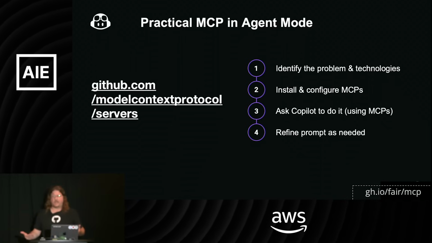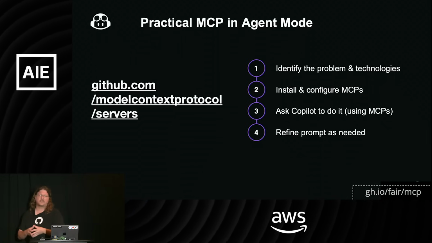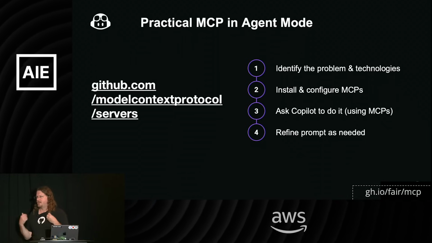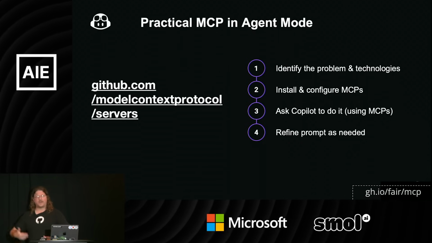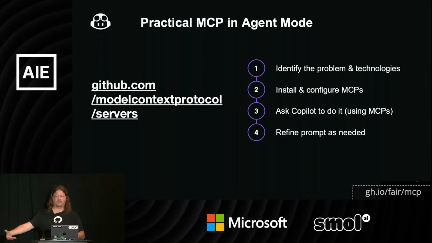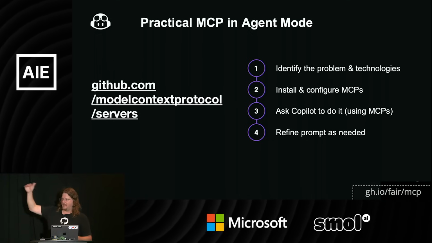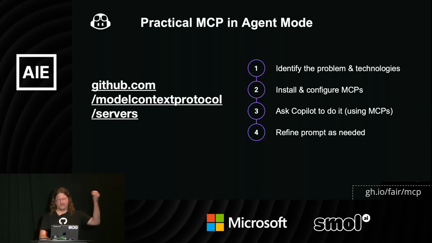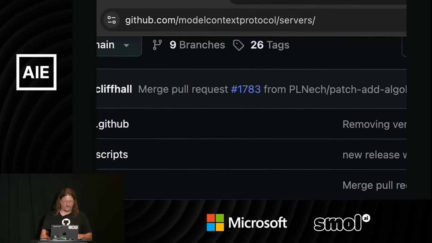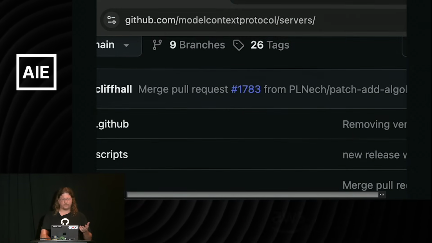So in this particular case, I'm using Postgres. Maybe what I want to do is make tests for this application, and I want to use the data from the local database as my mock data. So I'll find the Postgres MCP, add that in, and then ask Copilot to do something with it. Let's take a look at what that looks like.